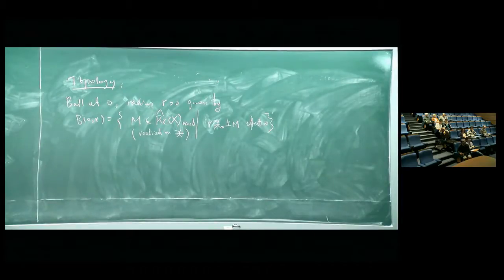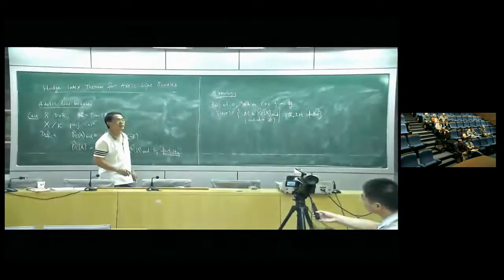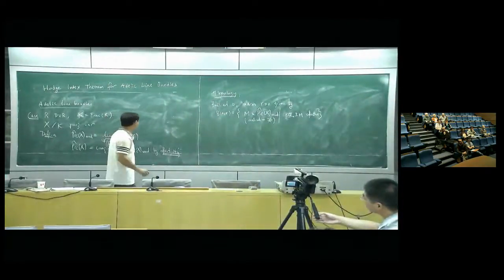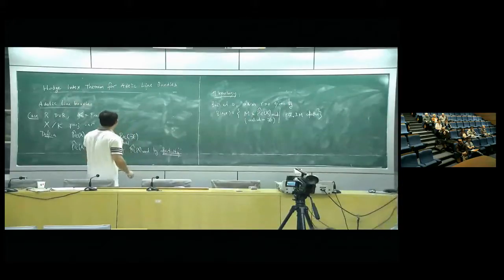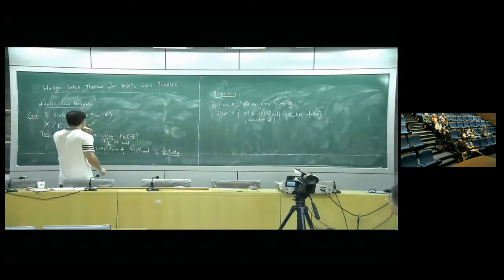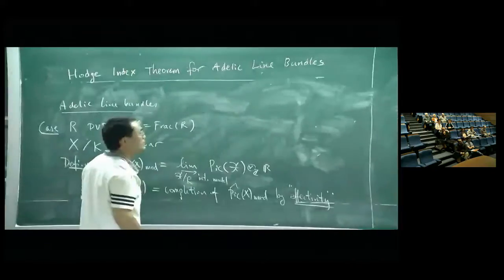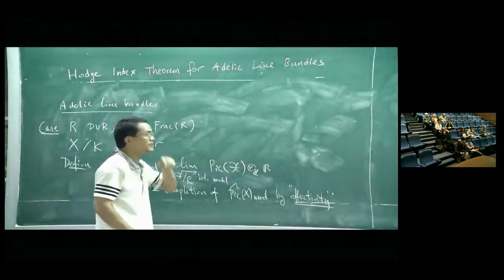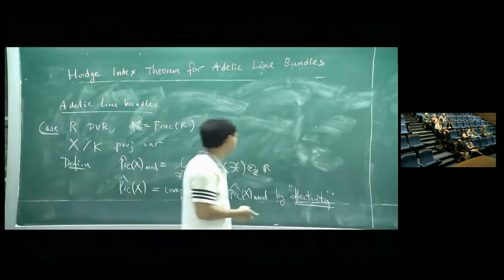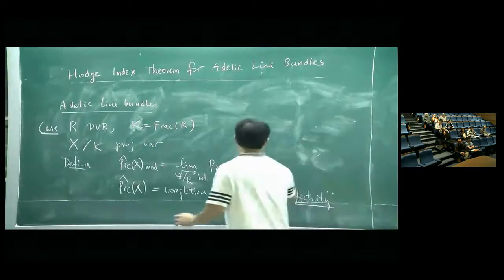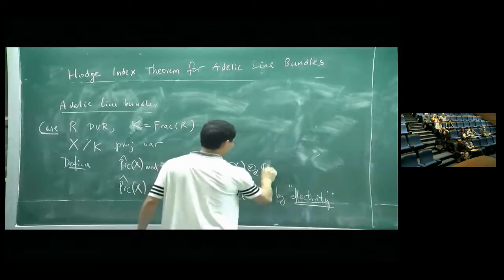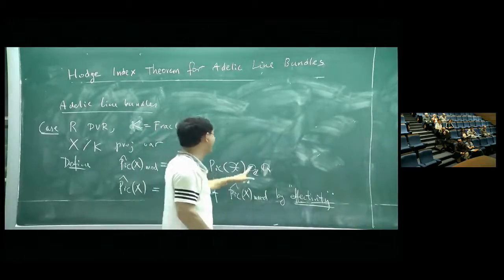Do you want to take Pic tensor the rationals, or do you want to take something else? Thank you. So we take the rationals here, not R, just rationals. It doesn't matter here about the condition. But we can use Z here.